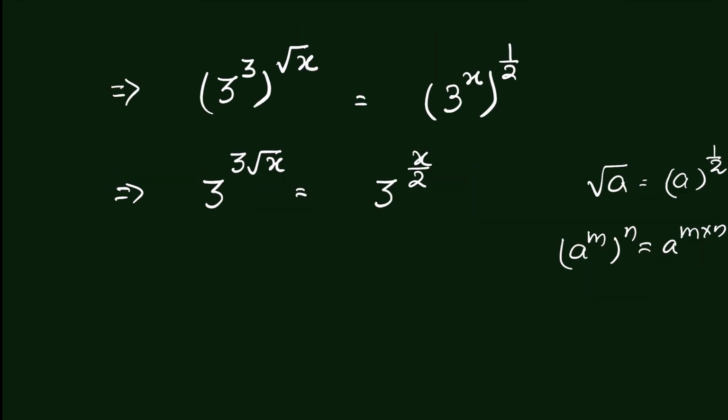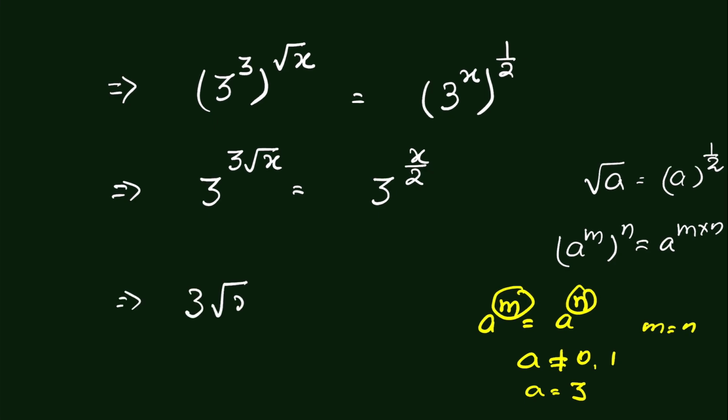Now there is a rule, if a to the power m is equal to a to the power n and a is not equal to 0 or 1, here a is 3. In that case, m is equal to n. So here it will be 3 times square root of x is equal to x upon 2.